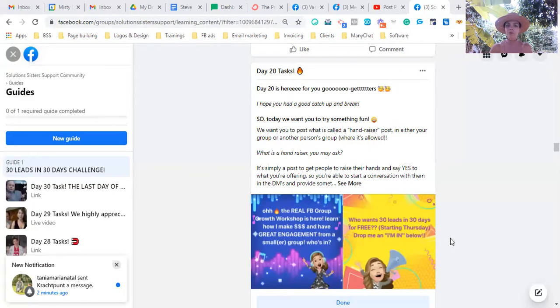And for those of you who are not quite sure what I mean by a hand raiser post or two-step post, I'm just going to quickly share my screen to show you two examples of what a hand raiser post could look like. So bear with me one moment and I'll take you into my Facebook. So we're here in one of our previous challenges where we also shared two examples, just to give you a visual idea of what we mean.